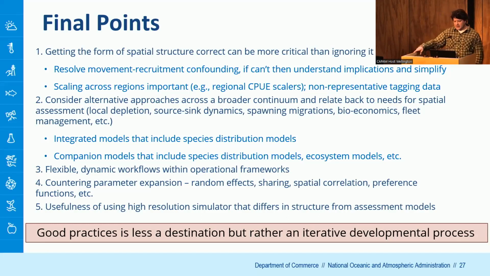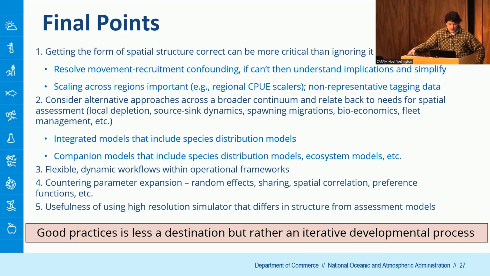Resolving movement recruitment confounding is a big one. And if you can't, understanding the implications of those and simplify. I think scaling across regions is important. We saw that in the spatial simulation experiment. And so coming up with ways to better define those given the available data. Also, non-representative tagging data or not meeting assumptions such as tag mixing is an important consideration. Alternative approaches across broader continuums and relate back to the needs for spatial assessments. And this kind of hybrid approach is one option for that.